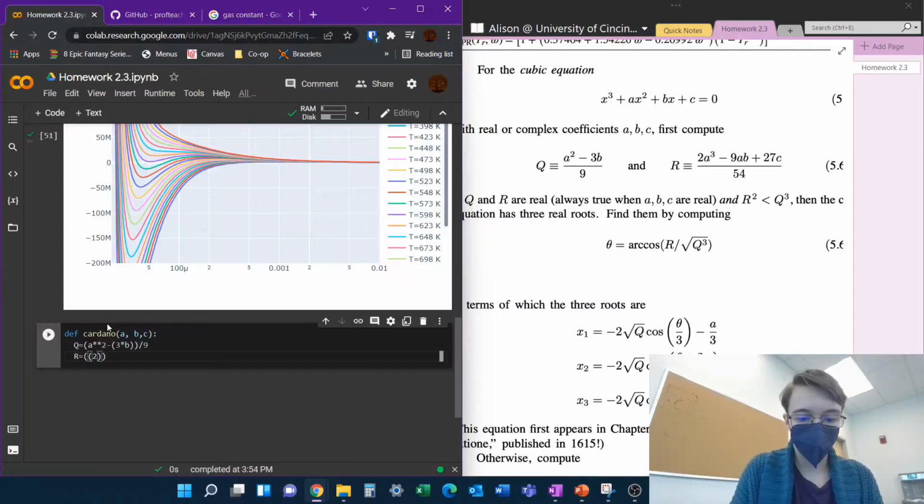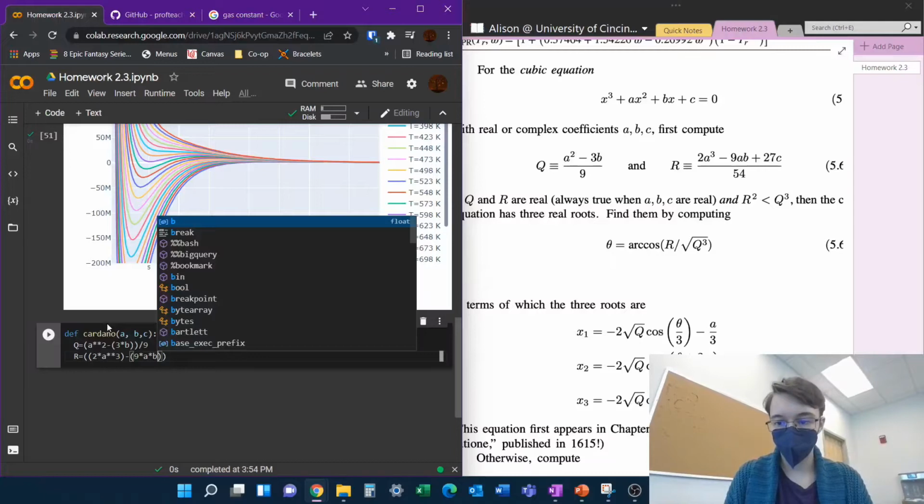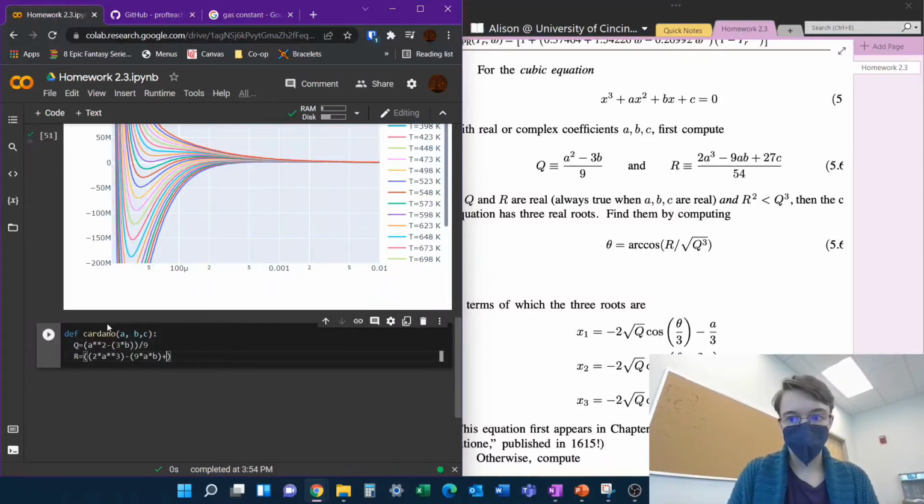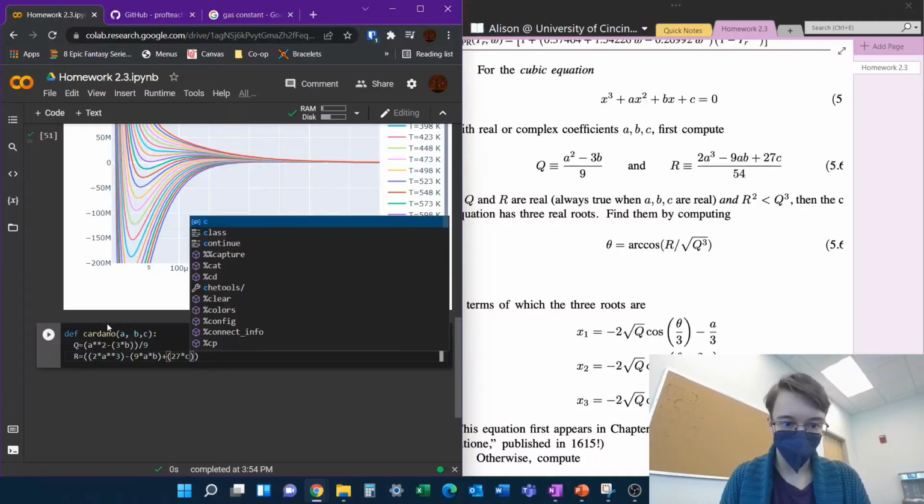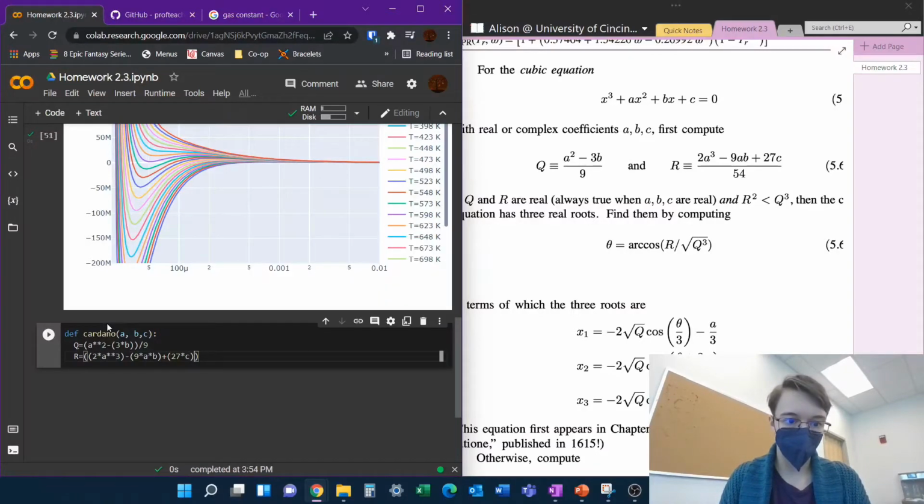And then R is going to be equal to 2 times A to the third minus 9 times A times B plus 27 times C, and then all of that will be divided by 54. Alright, so we've got Q and R in there.